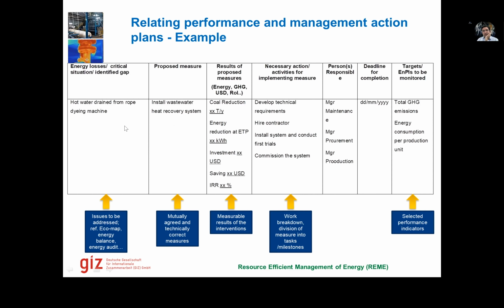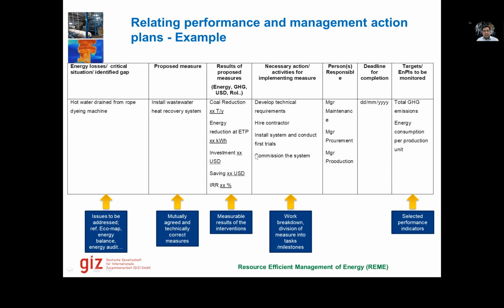Then the necessary action, dividing this into multiple sub-actions. So develop technical requirements, then hire a contractor, then install the system and conduct first trials, then commission the system. And for every task, we need to have responsible people, deadlines, and then the targets to be monitored. So for example, in this case, we need to monitor total GHG emissions. This is what it will link to, and energy consumption per production unit, this is also what it will link to. So that is one way of developing the action plan.